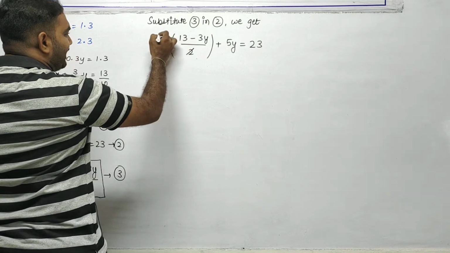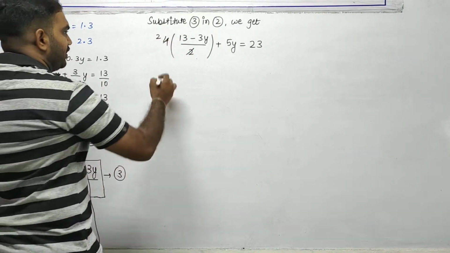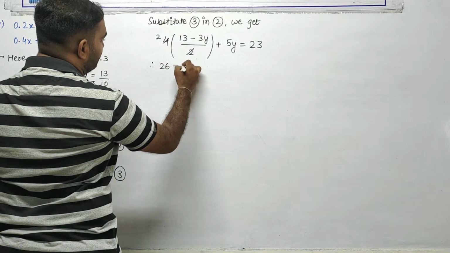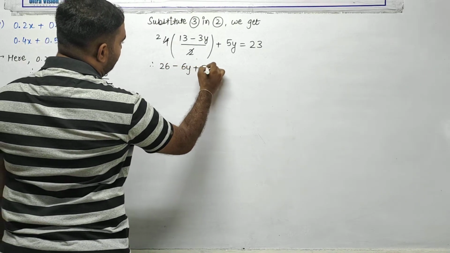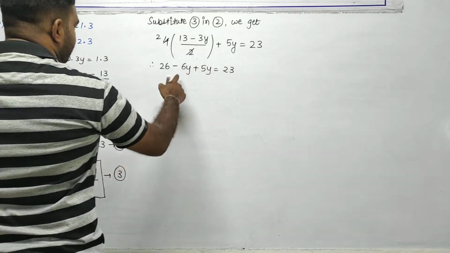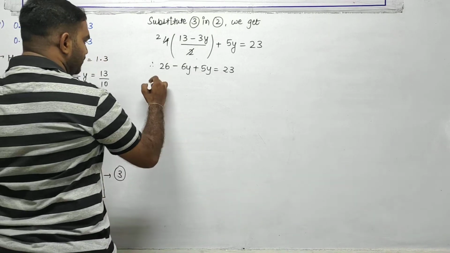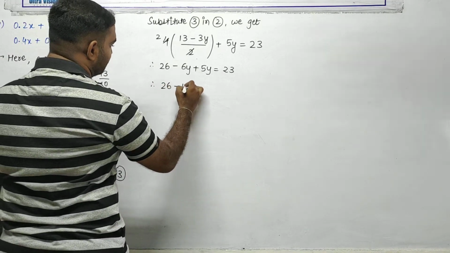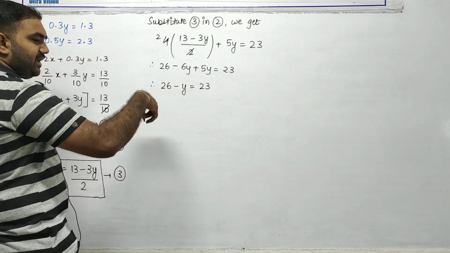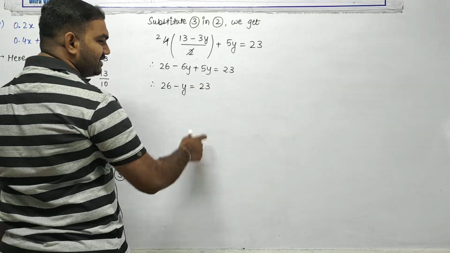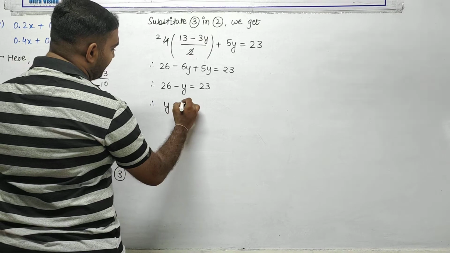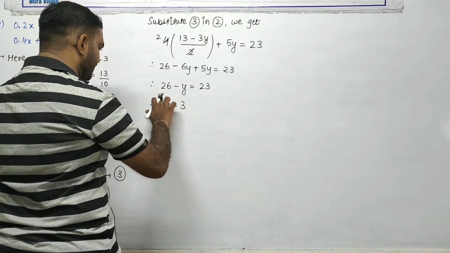The 2 and 4 cancel, leaving 2. Multiplying 2 into 13 gives 26, minus 2 into 3y gives 6y, plus 5y is equal to 20. Minus 6y plus 5y is minus y. Therefore, 26 minus y is equal to 20. Interchanging, y on the right side is plus, and 20 on the left side is minus. Hence, I will get y is equal to 26 minus 20.